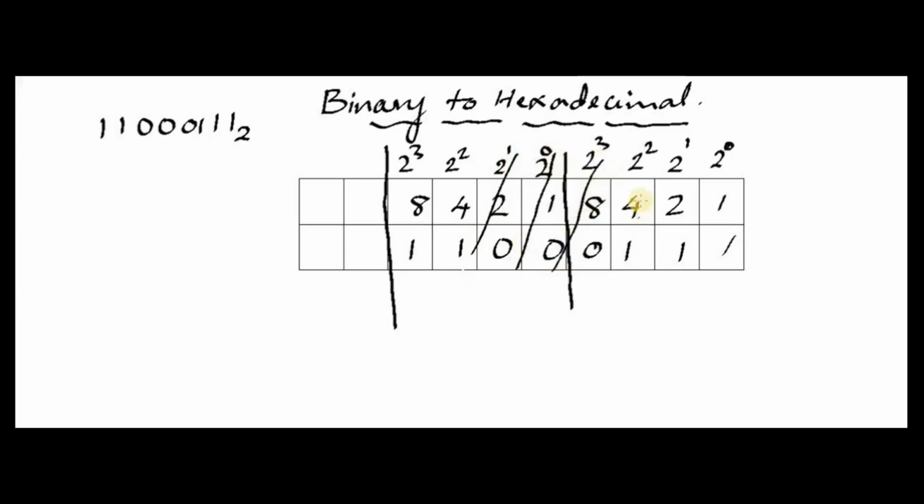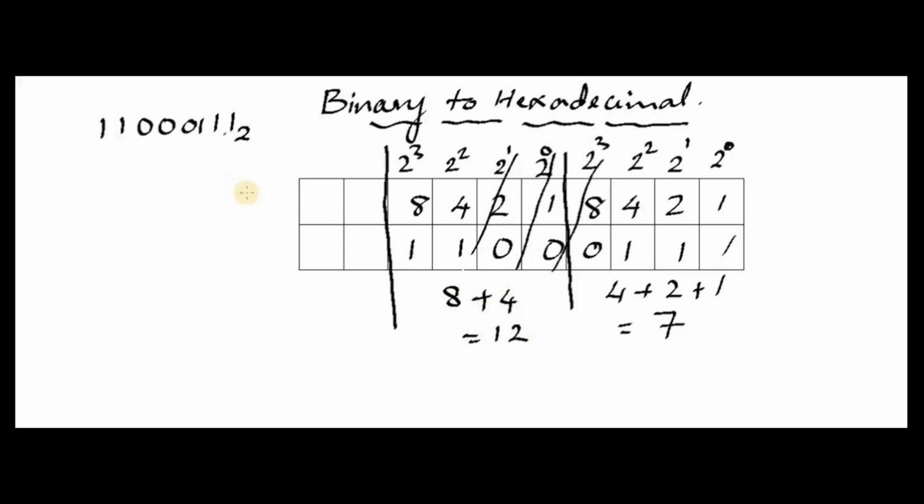Now what is left, for example here 4 is there, isn't it? 4 2 1, then you have to add these 3. So 4 plus 2 plus 1 equals 6 plus 1, which is 7. Now the next one here is 8 plus 4, which equals 12.